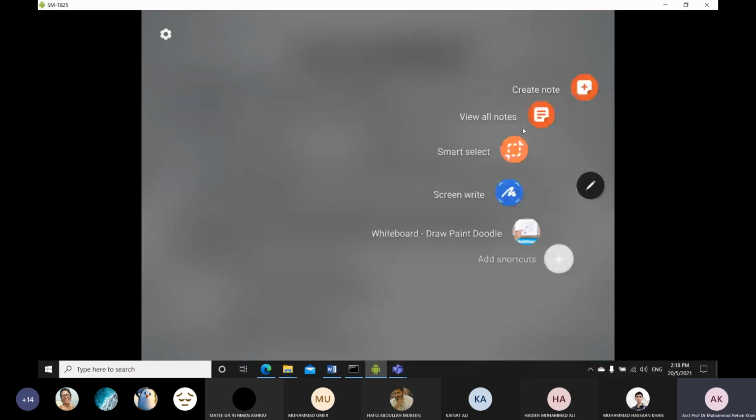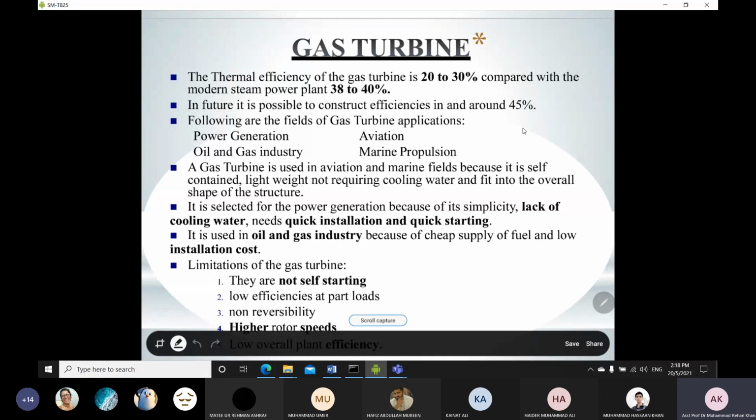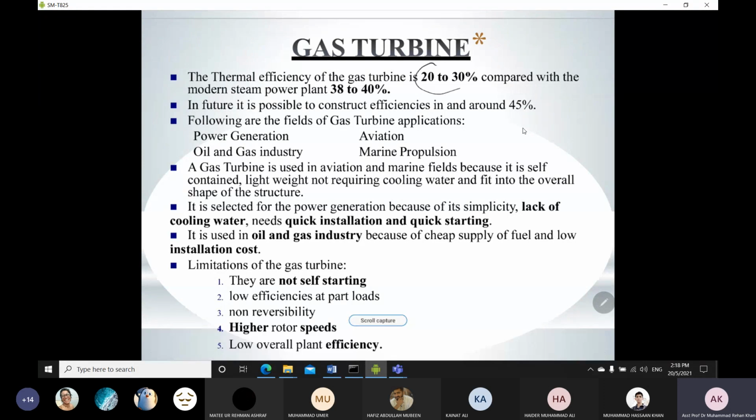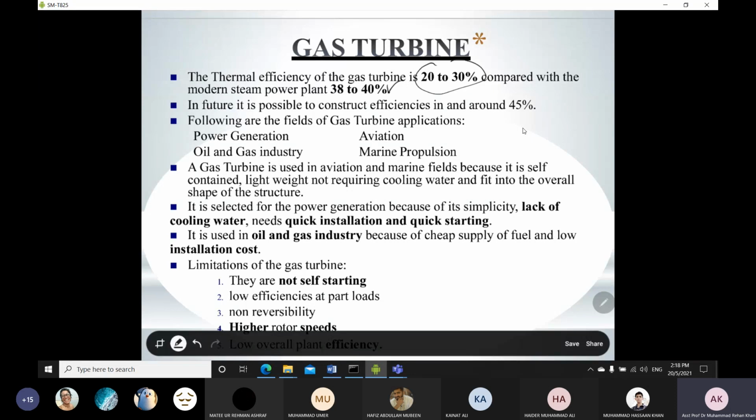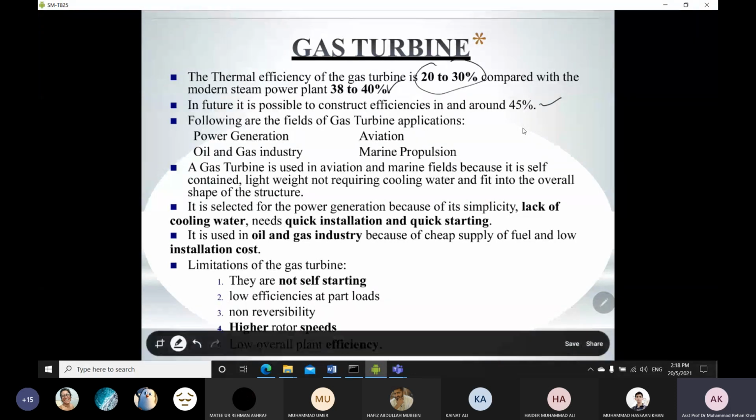Okay, so the thermal efficiency of the gas turbine is 20 to 30% compared with the modern steam power plants. In future it is possible to raise the efficiency to around 45%. This is the target nowadays: that the gas turbine will produce up to 45% efficiency in comparison to the steam power plants.